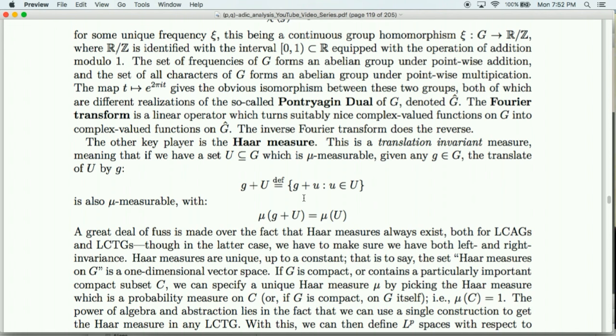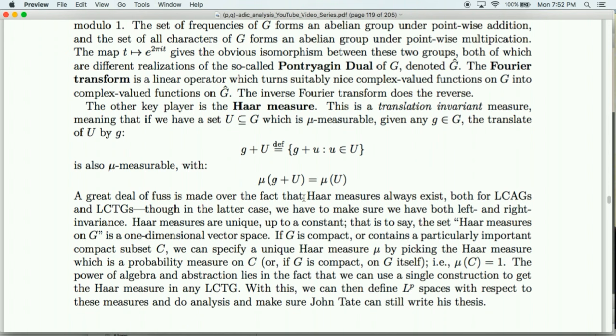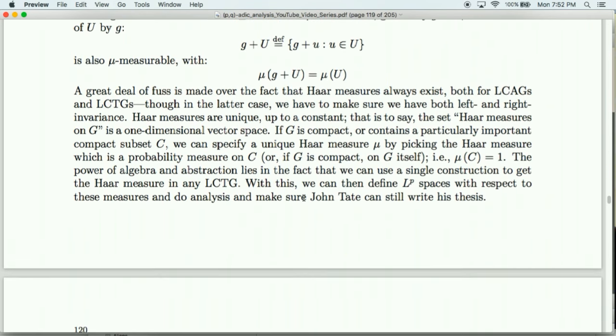If G itself is compact, we then pick mu to be the probability measure on G. The power of algebra and abstraction lies in the fact that with this, we can use one construction, just a single one, and it works in all these cases, and then we can define LP spaces with respect to these measures and do analysis and make sure John Tate can still write his thesis, and it's all great.